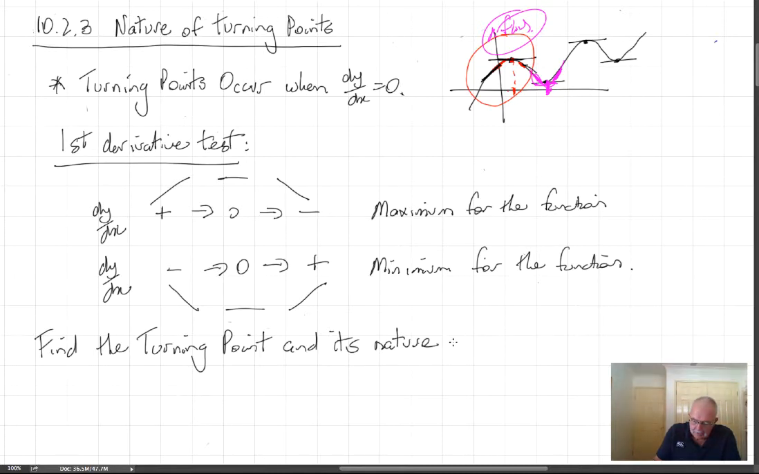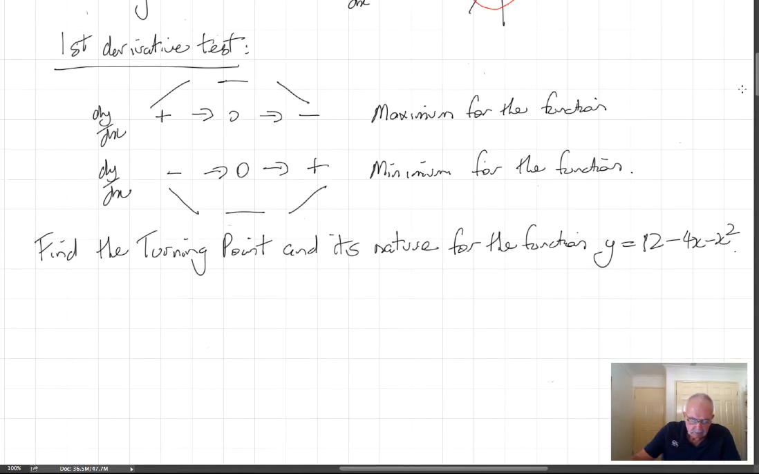Find the turning point and its nature for the function y equals 12 minus 4x minus x squared. Okay, so we don't know what that graph looks like, 12 minus 4x minus x squared. We want to know what the turning point is.